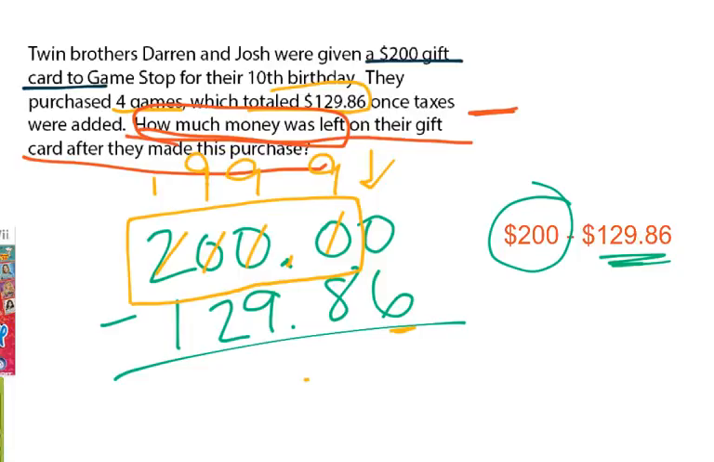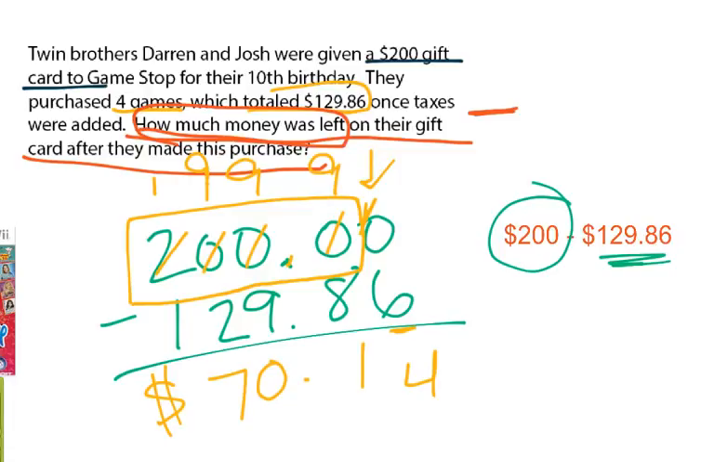Okay? Now I did say it's a form of 2,000 because notice we do have that decimal point there. So now I took 1 away and I can add to my 0. Now I have 10. 10 minus 6 would be 4. 9 minus 8 would be 1. 9 minus 9 would be 0. 9 minus 2 would be 7. 1 minus 1 would be nothing. So I see they have a remaining balance on their gift card of $70.14.